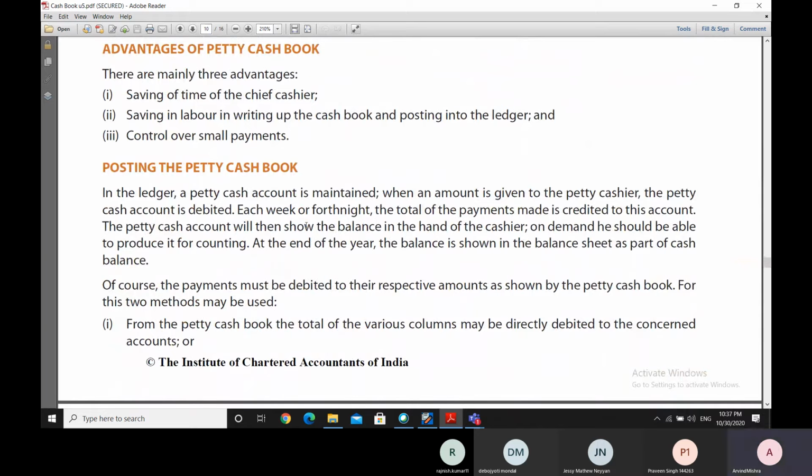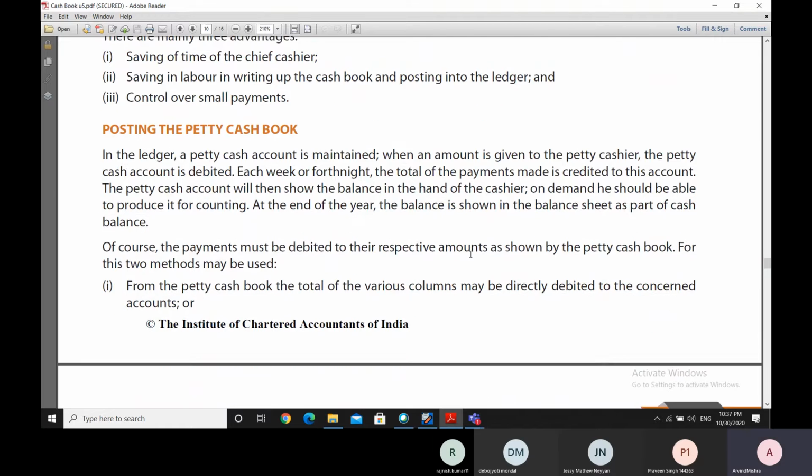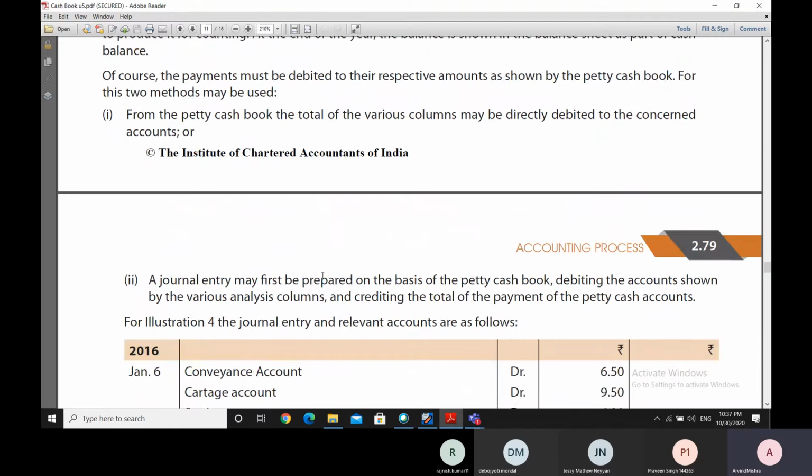And in the second method, a journal entry is prepared debiting the accounts shown by the various analysis columns and crediting the total of the payment of the petty cash account. And once the journal entry is made, then it is posted to the ledger. So there are two methods. Either we post directly to the ledger from the petty cash book, or we make a journal entry and then we post it.